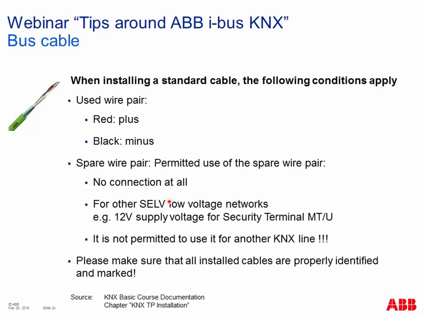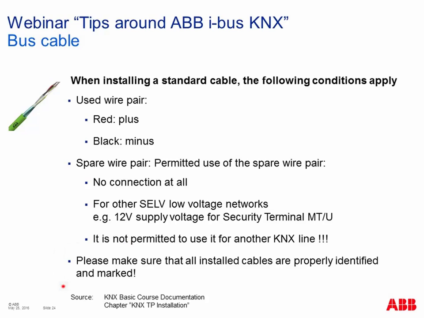It's allowed to connect any extra safe extra low voltage, for example 12 volt, to supply our security terminals for security applications, the typical application, or to supply a push button in your installation, and in some special situations you need a so-called bus coupler with external power supply 24 volt. You can also use the yellow and white wire here. It's not permitted to use it as a normal KNX communication cable for another KNX line. That's not the target of these yellow and white wires.